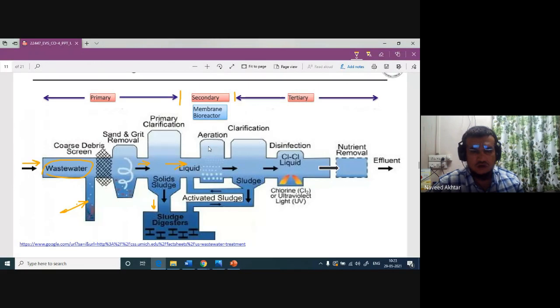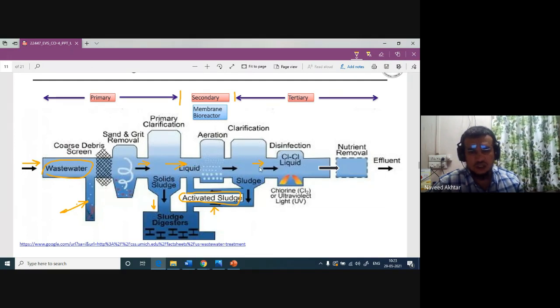Here the aeration of water is done. Oxygen is mixed, and here the bacteria flourish, and the bacteria eat the organic matter. That's why the water treatment is done in the aeration tank, and that process is also called the activated sludge process. You can see here written the activated sludge process.